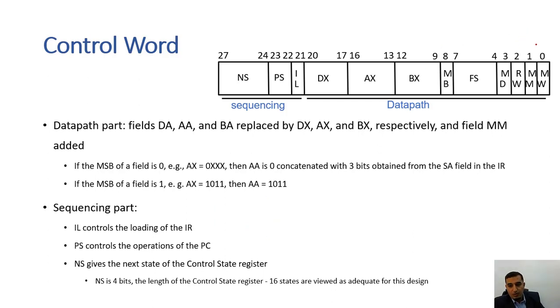Our control word will go from 0 to 28 bits. These are the normal data path bits for a normal instruction. If it's a single cycle instruction, we are going to use these normal bits, which we used earlier, MW, MM. The only extra bit, previously it was 20, now it's 21 because we have MM added to our memory. Extra, we have instruction load, which is 1 bit, PS, which is 2 bits, and next state, which is 4 bits. These are all added for our sequencing part.